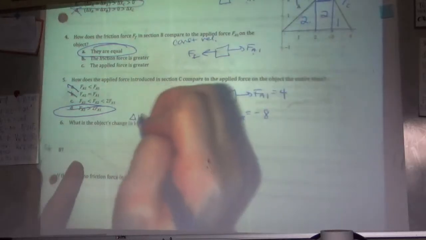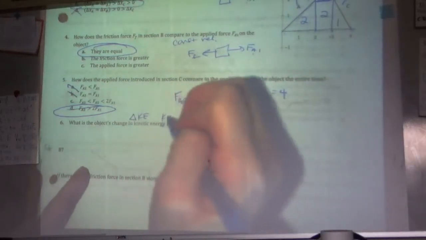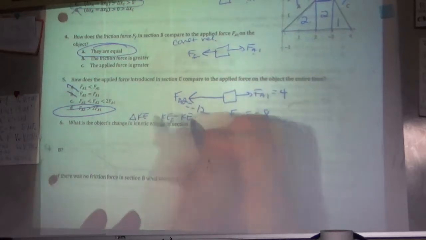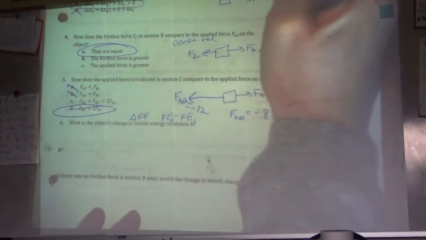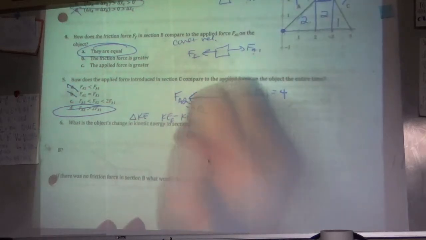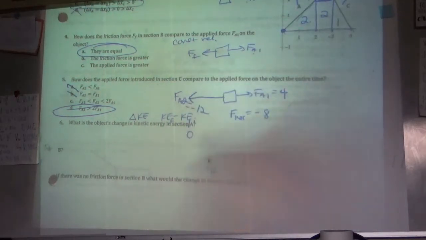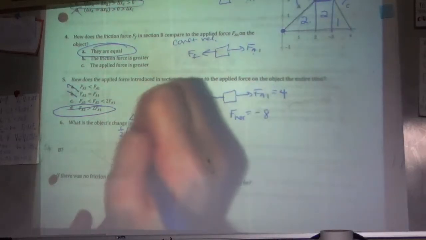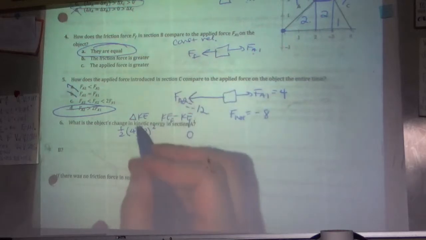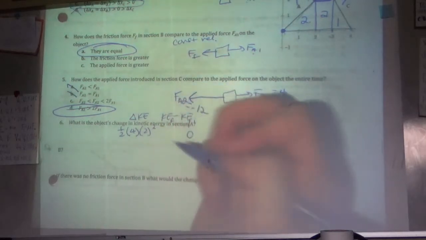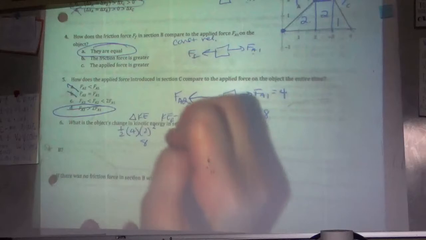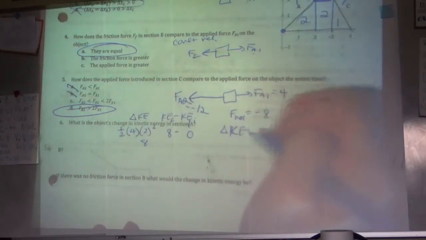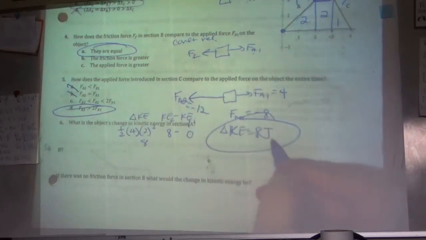What is the object's change in kinetic energy in section A? Well, change in kinetic energy is just subtracting the kinetic energy from start to finish. So the starting kinetic energy in section A, well, your velocity was 0, so this would be starting with 0 kinetic energy. Kinetic energy at the end is just 1/2 mass of 4, velocity squared. That's going to give me kinetic energy of 8. So then if I end with 8 and I start with 0, then my change in kinetic energy would just be 8. It's gaining 8 joules of kinetic energy.